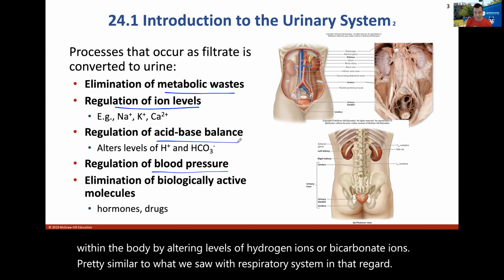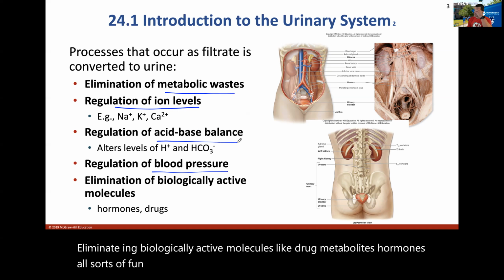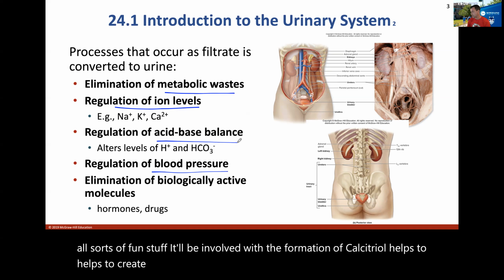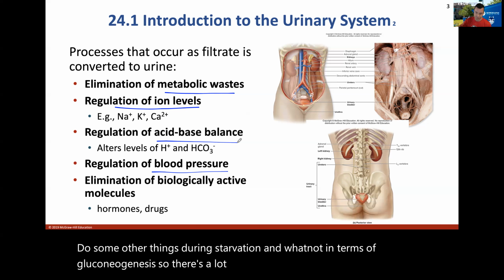Eliminating biologically active molecules like drug metabolites, hormones, all sorts of fun stuff. It'll be involved with the formation of calcitriol, helps to create erythropoietin, EPO, and can do some other things during starvation and whatnot in terms of gluconeogenesis. So there's a lot of fun stuff that occurs here. These are some of the major ones that we have.